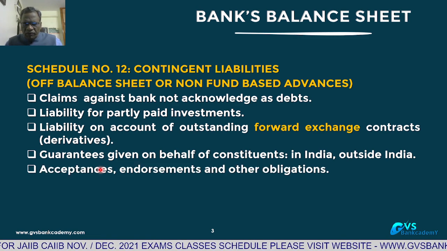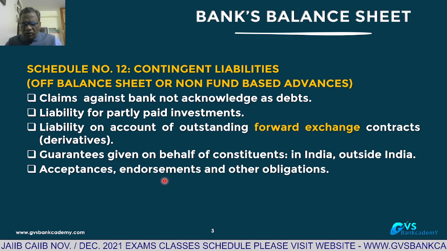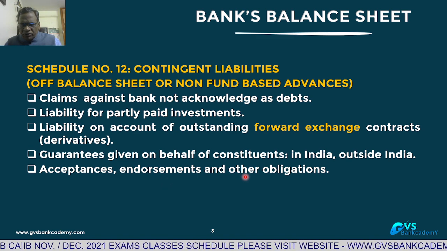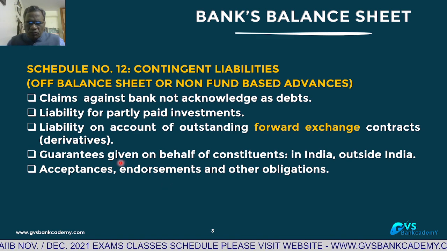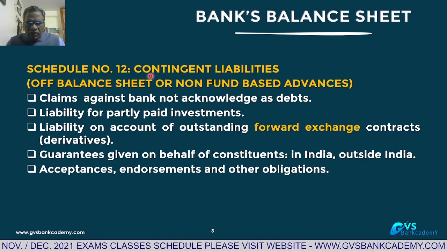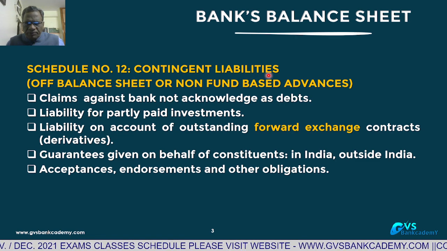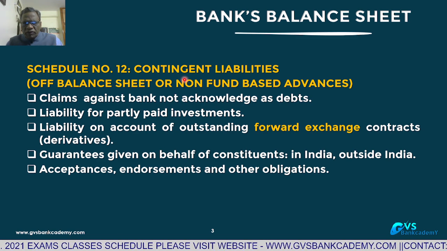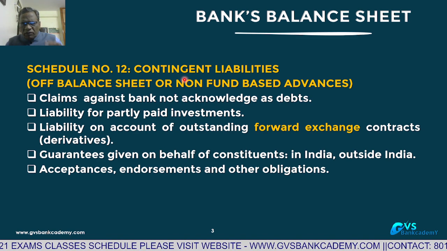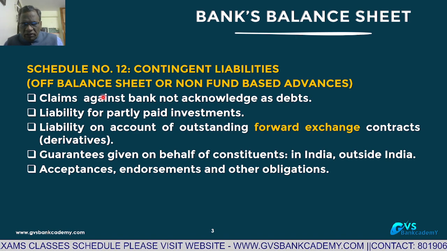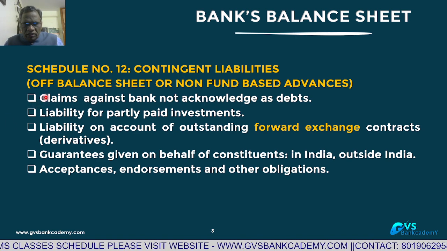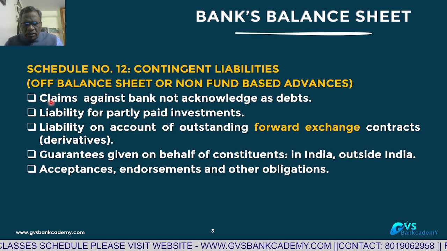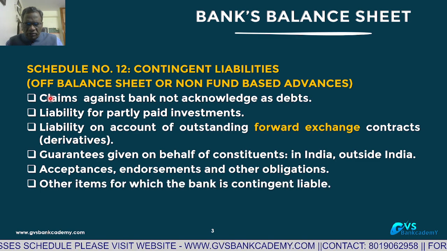Acceptances, endorsements, and other obligations on behalf of others will also be part of schedule number 12, contingent liabilities. Now, they are asking in the examination question, which of the following is not part of contingent liability? That's why you have to understand very clearly the meaning of contingent liabilities.